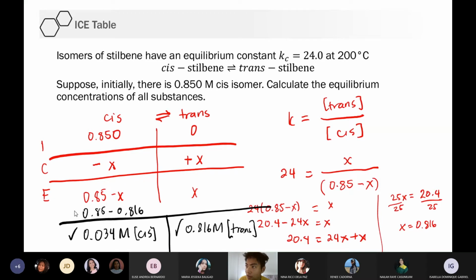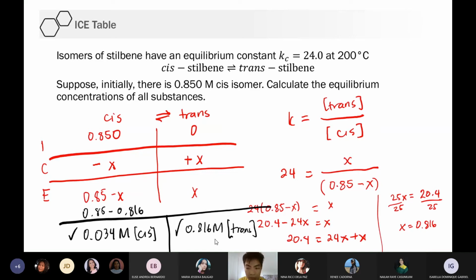Algebra. Okay? Once you get the x, in our case, that's 0.816. Once you have the value of x, that will be plugged into the E for the equilibrium concentration. So you can solve for the equilibrium amounts now. The cis isomer will be 0.85 minus x, so that will be 0.85 minus 0.816 or 0.034 molar at equilibrium. For the trans, x is its concentration at equilibrium, so it will just be 0.816 molar.